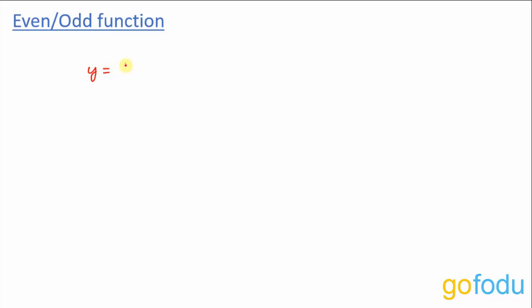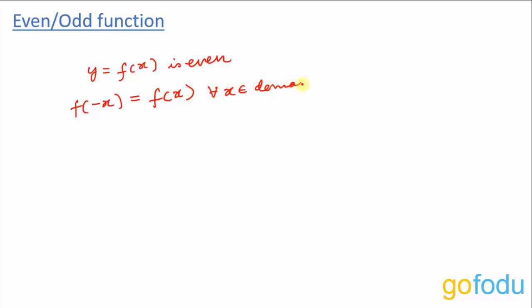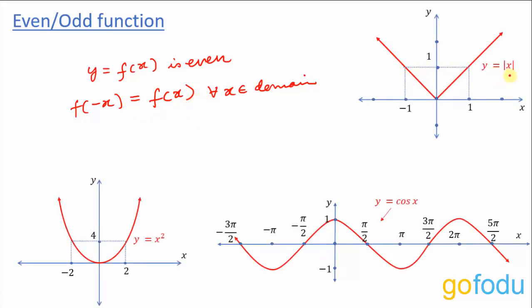So function y is equal to f of x is even if f of minus x is equal to f of x for all x belonging to the domain of the function. We can say this function f consumes the minus sign without any side effect. If there is no change in the function's value on putting minus x in place of x, the function is even. For example, y is equal to mod x, y is equal to x square, y is equal to cos x. These are examples of even functions.